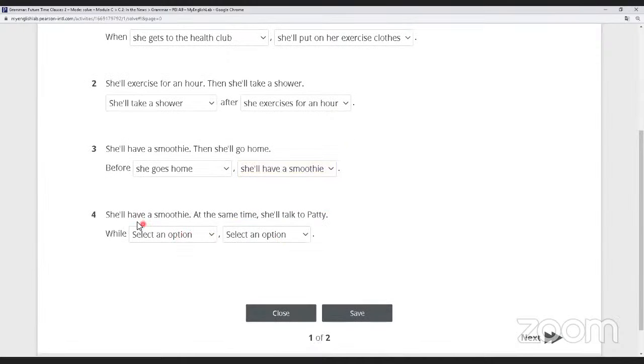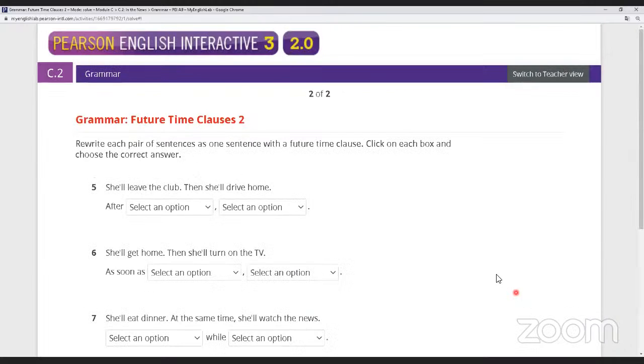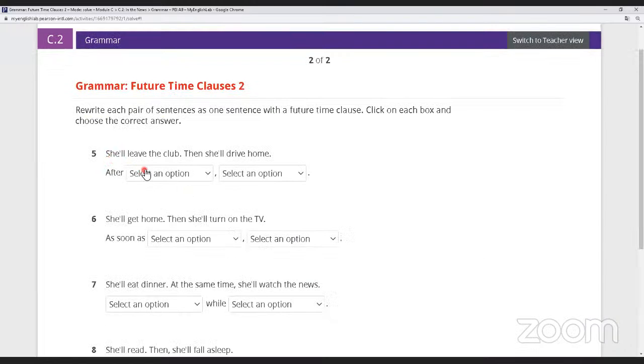Okay. And 4. While she has smoothie, it's the correct pronunciation. Yes, smoothie. Okay. And while she has a smoothie, she will talk to Patty. In British accent, it's a smoothie, right? But in American English, it's a smoothie, right? Okay, smoothie. Smarty. Okay, fine.